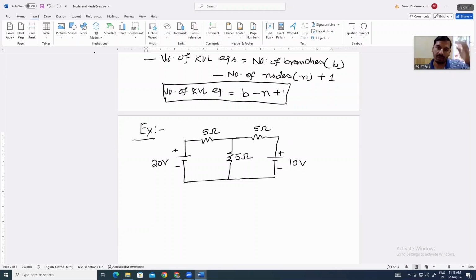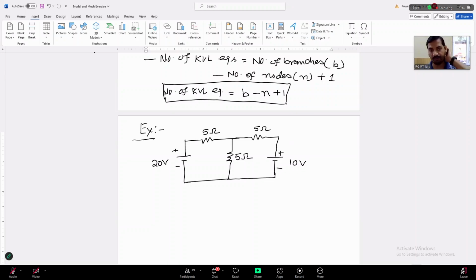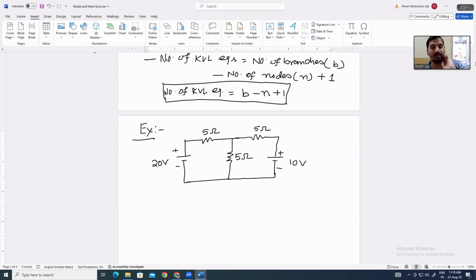So suppose this is a simple network, a simple circuit. This network is a circuit also because it consists of closed paths, closed loops, and there are two closed loops. If we consider the meshes, there are two meshes. So first we have to identify the number of loops or number of meshes. How many meshes are there in this circuit?